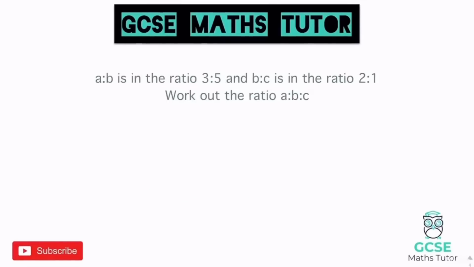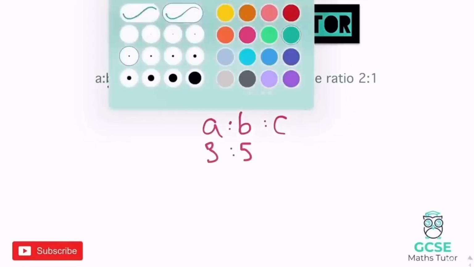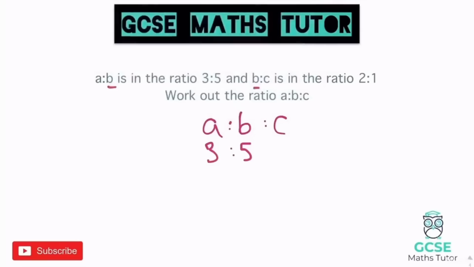A to B is in the ratio 3 to 5 and B to C is in the ratio 2 to 1. Work out the ratio A to B to C. So if we write out A to B to C and start to write what we've got so far. Now it says A to B is in the ratio 3 to 5 and then it gives us B to C. So there's an overlap in these, there's a B in both. So I can't put another number just over the top of the 5, so I'm going to start a new level. I'm going to write the other one underneath. So B to C is 2 to 1.